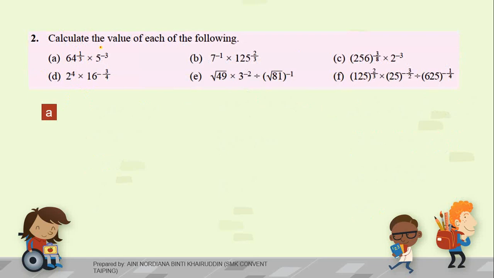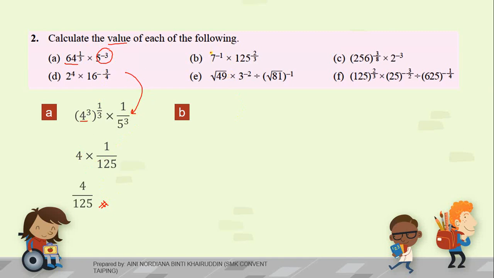Calculate the value for each of the following. So A, 64 here, change to 4 cube. Here, change to positive index form. And then you get this answer. For B, change to 1 over 7. 125, change to 5 cube. Then cancel out this. So you get the answer 25 over 7.